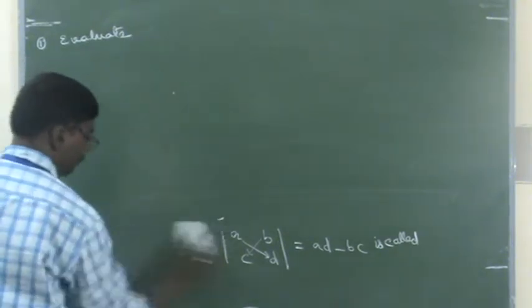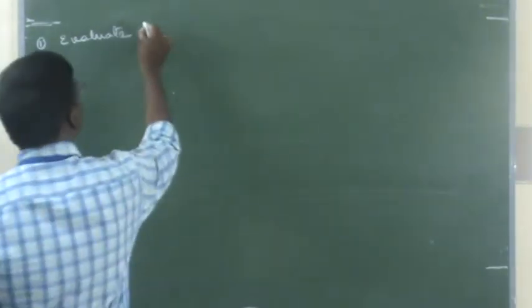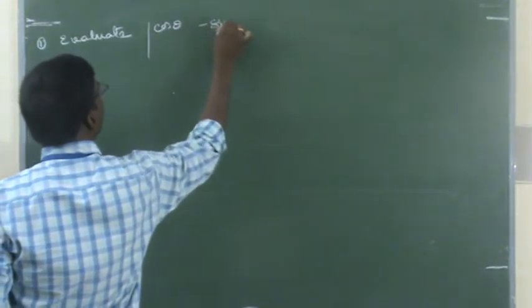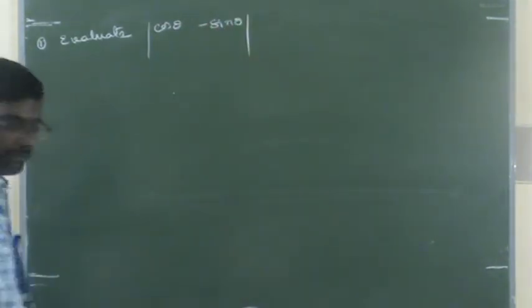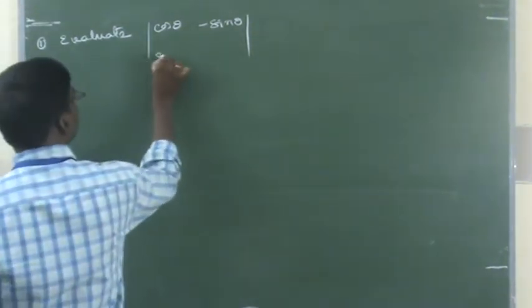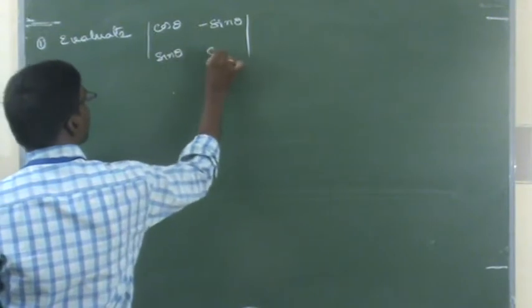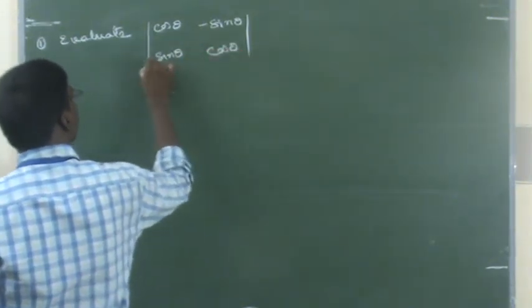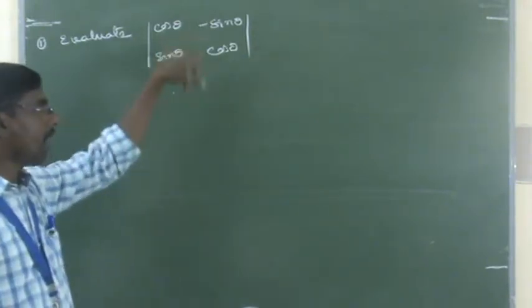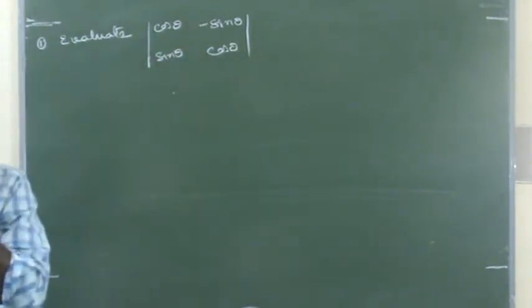Suppose one more problem like this. Evaluate the determinant of cos theta, minus sin theta; sin theta, cos theta. Very simple. The number of rows is 2 and the number of columns is 2. It's a determinant of a 2 by 2 matrix.